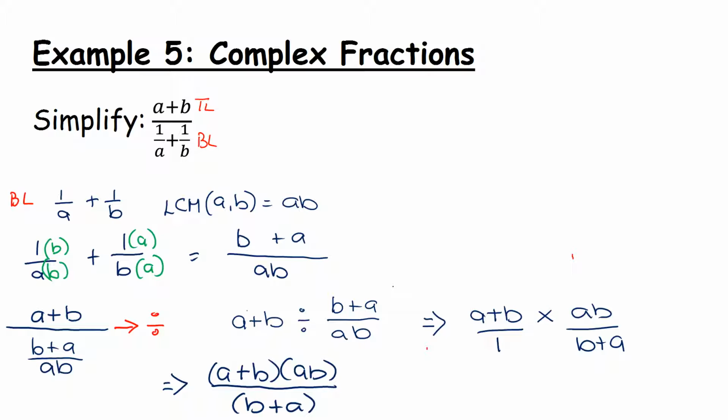Now, if you look here, we have an a plus b and a b plus a. They are written in different ways. However, both the a and the b are positive, so they are equal. So these can be cancelled, and that leaves us with just ab.